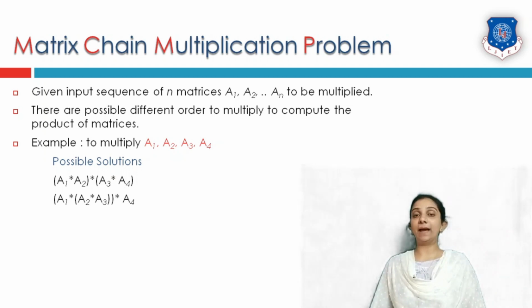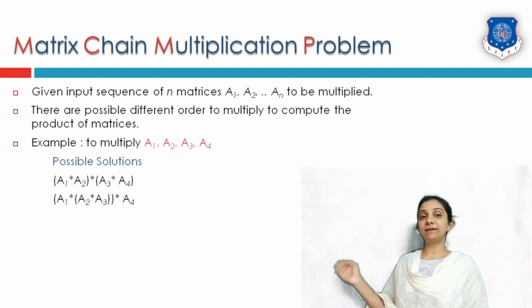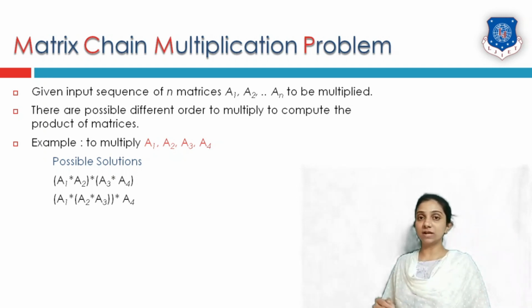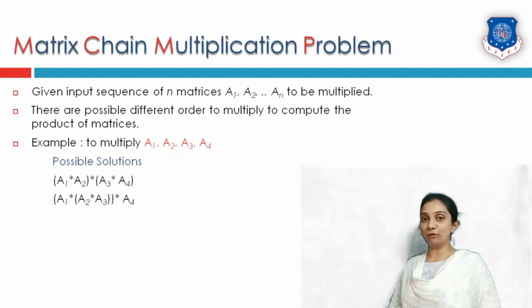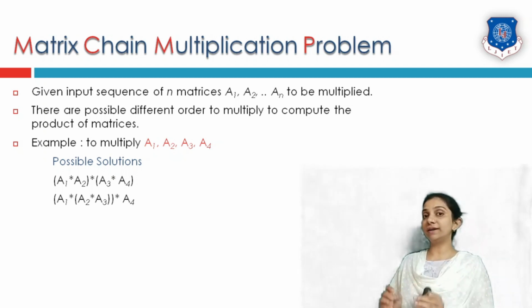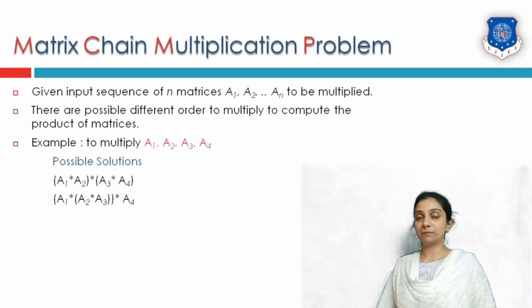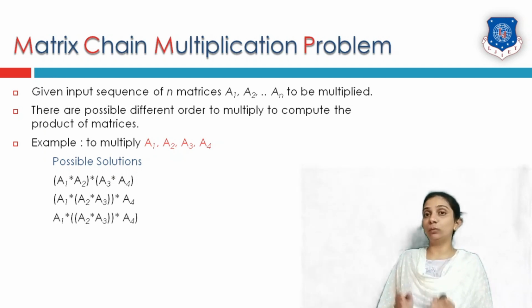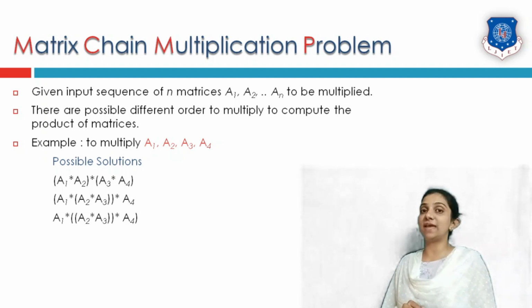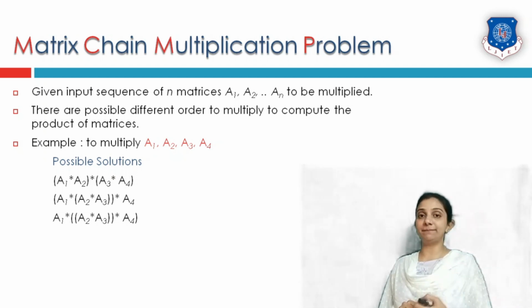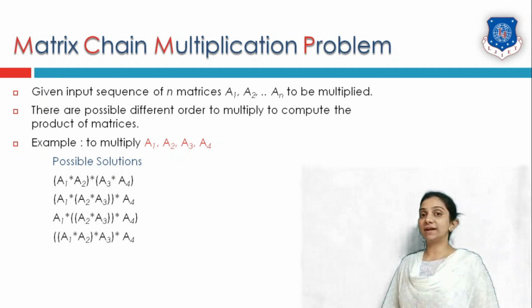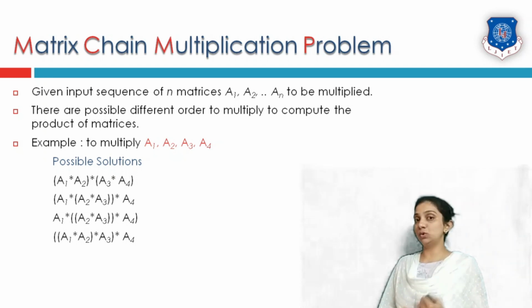I can multiply A2 with A3, then I can multiply A1 with this partial result, and the complete partial result with A4 also. That means the order in which I am going to multiply is A2 with A3, then A1 with the partial solution, followed by A4. There do exist another way. I can multiply A2 with A3 first, and their partial result can be multiplied with A4, and ultimately I can multiply A1 with this partial result. That is also acceptable.